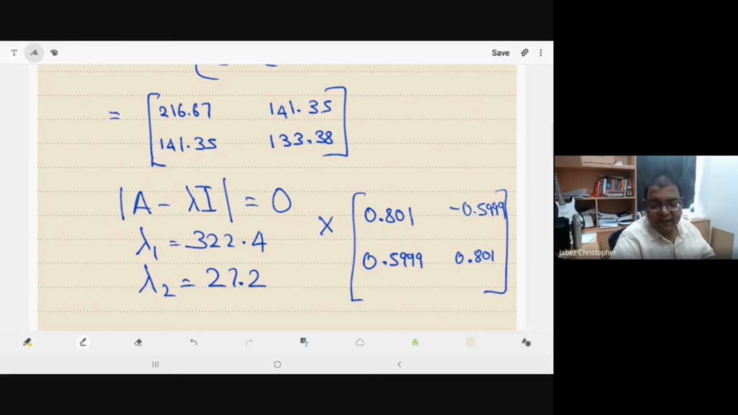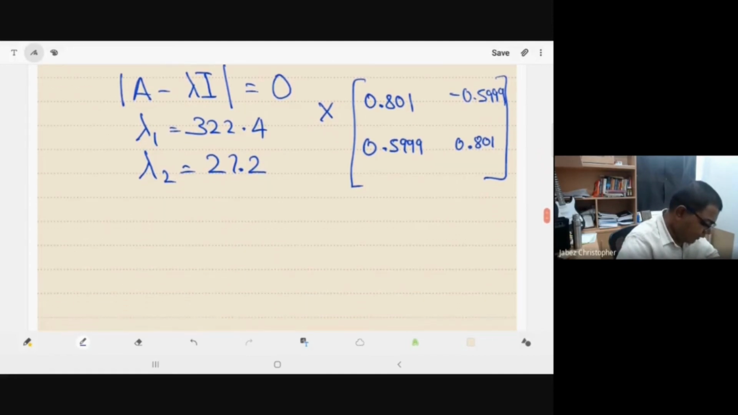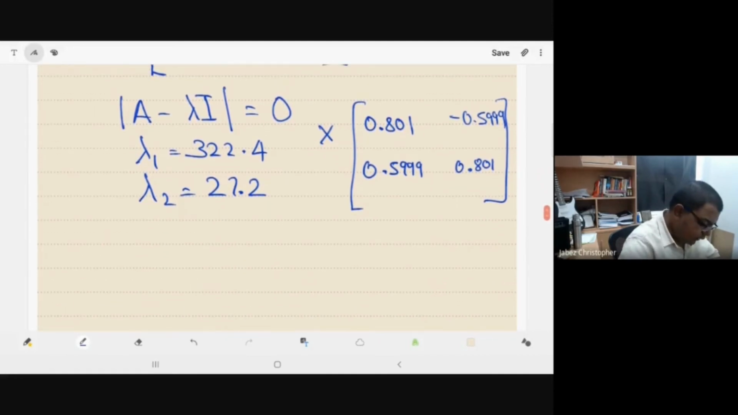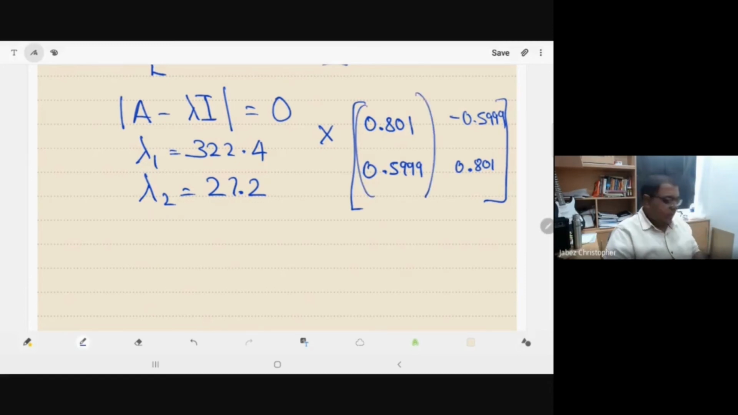By the way, eigenvectors are unit vectors, right? So the length is one. You can even see, for example, this is one eigenvector, right? So how do you see that? 0.801 squared plus 0.59 squared, you'll get equal to 1.